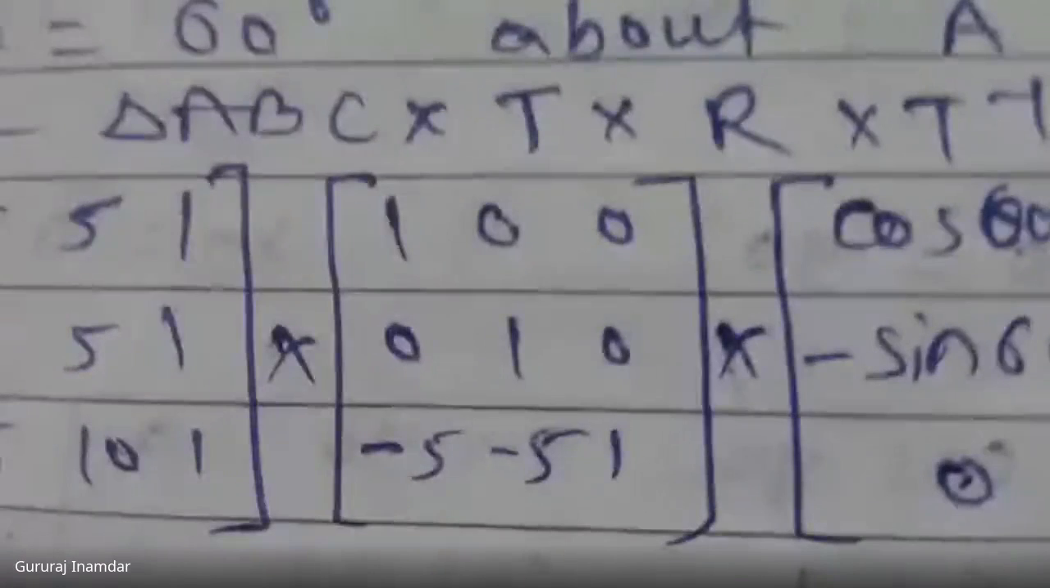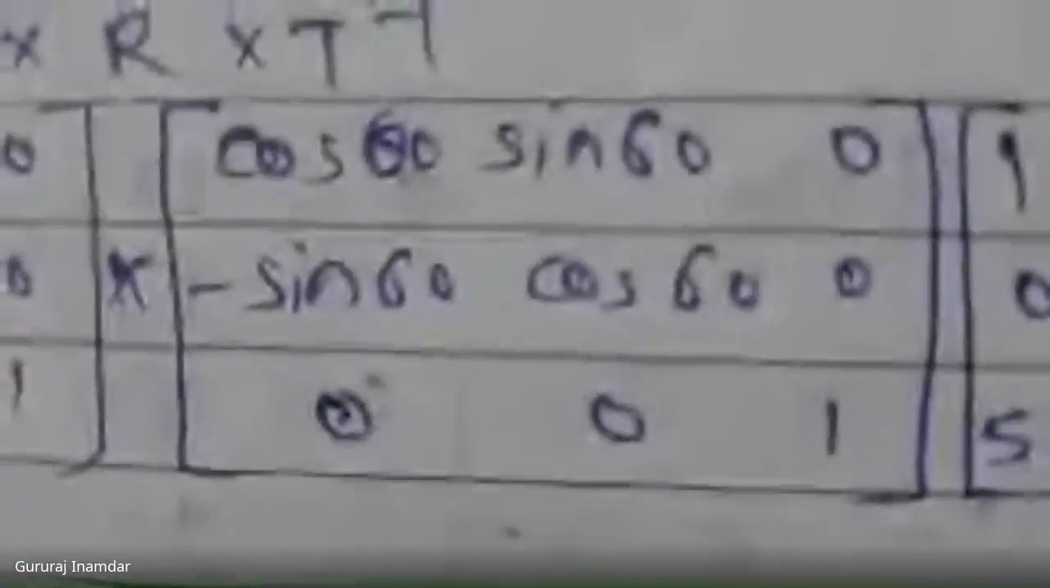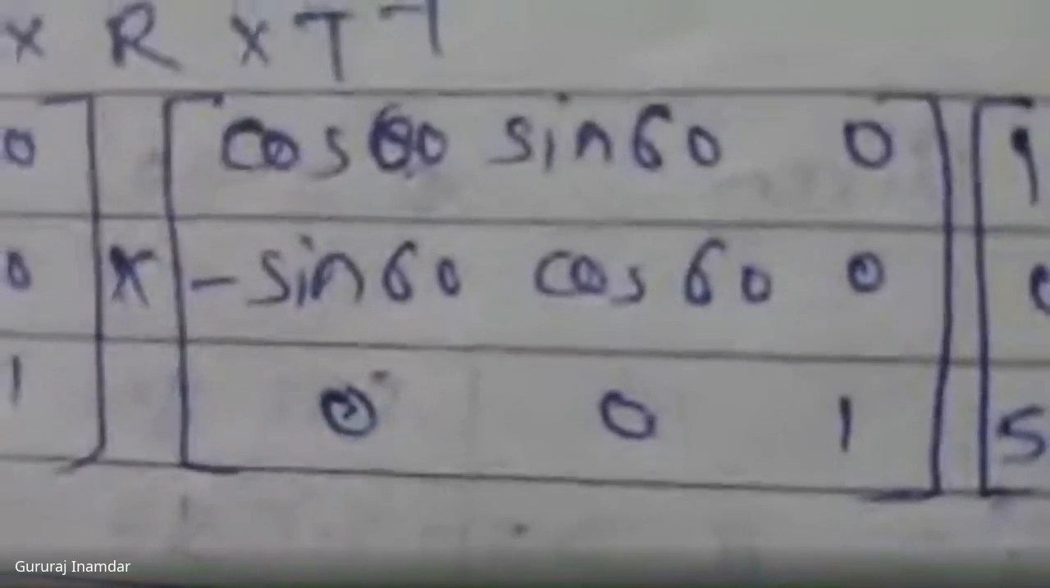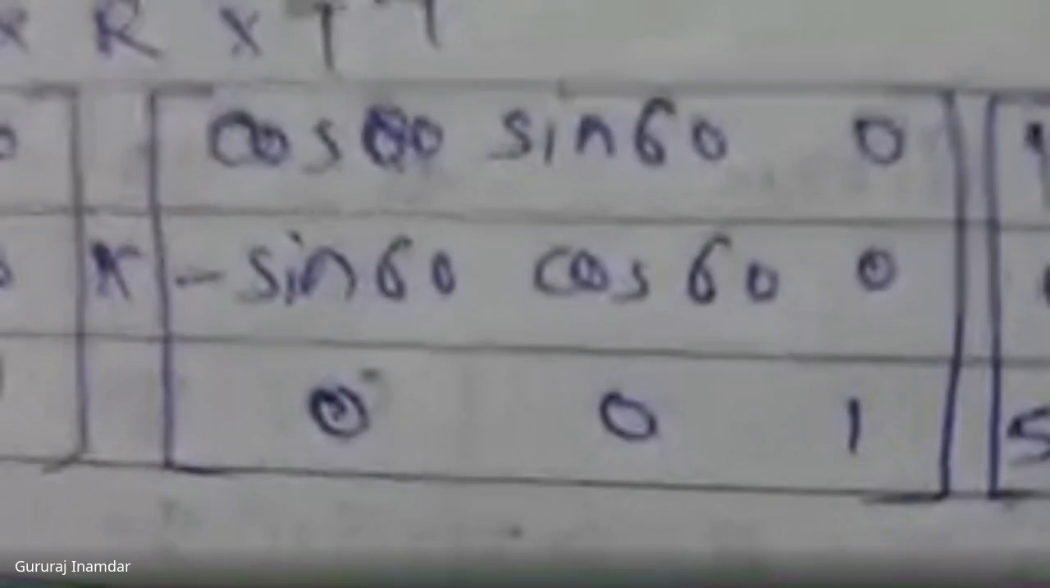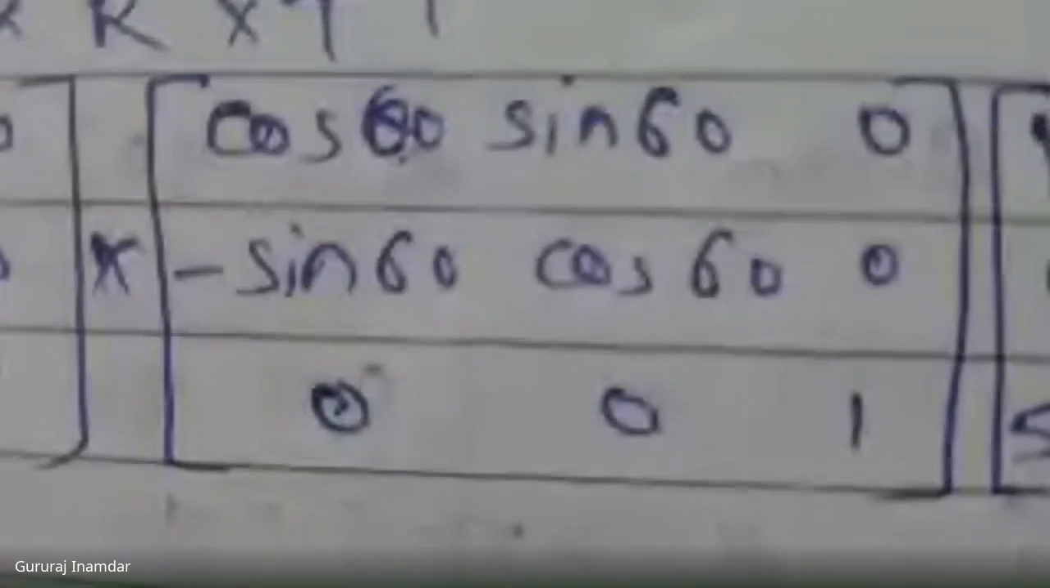मग टी एक्स टी वाय व्हॅल्यू, 1 0 0 0 1 0 and tx ty. Okay, minus 5 we have taken, because we have moved this object on left side first of all. Now after that, what is our role in the problem given? Rotation about 60 degree. Cos 60, sin 60, 0, minus sin 60, cos 60, 0, 0, 0, 1. Okay, this is a regular matrix, but we have added only the transformation matrix here.